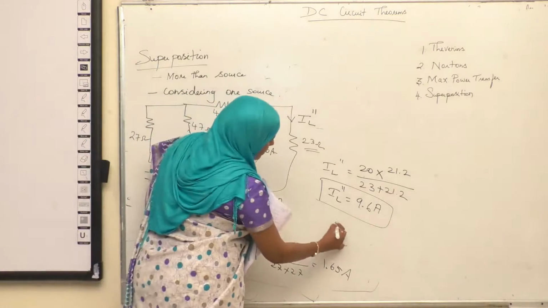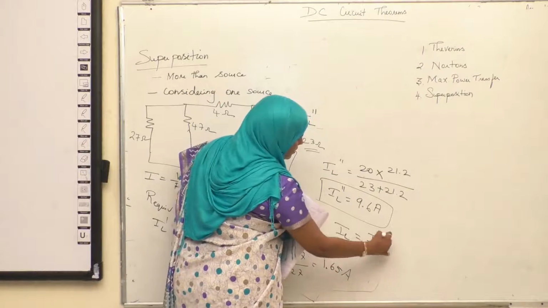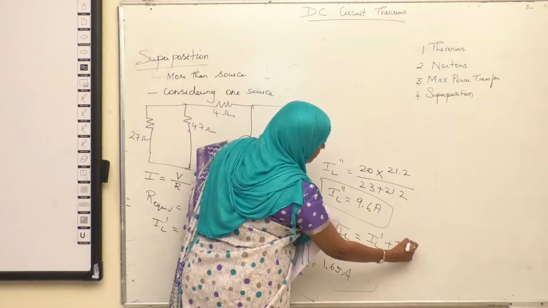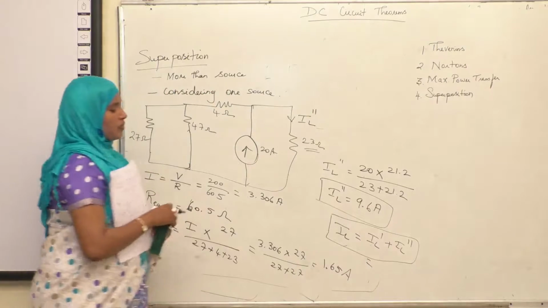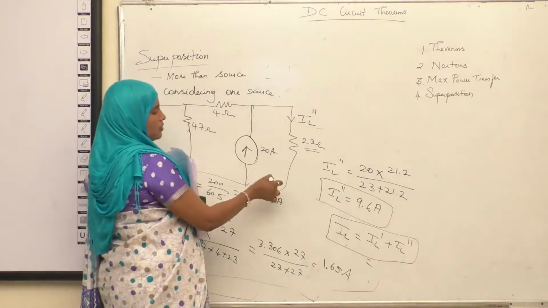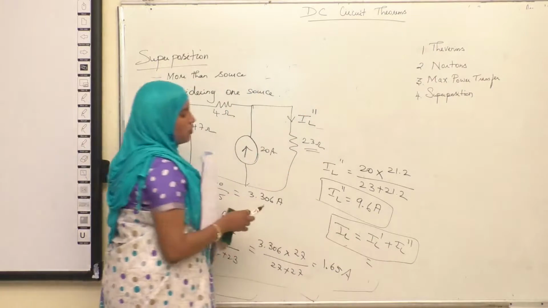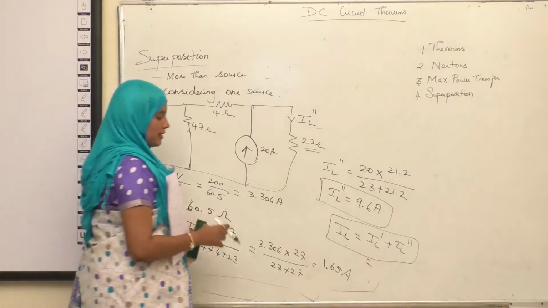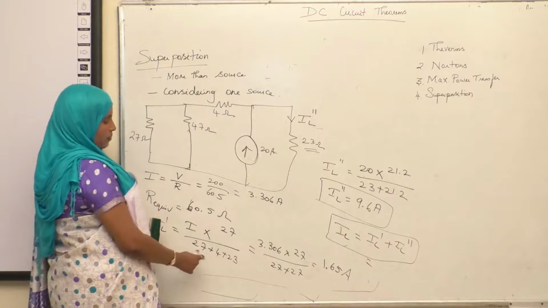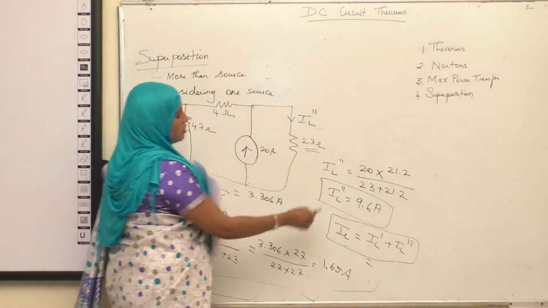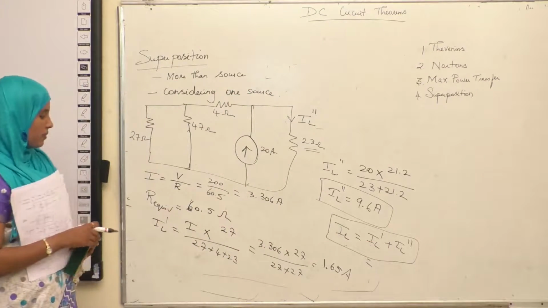Now the overall current IL is the algebraic sum of individual currents, that is IL dash plus IL double dash. This is what the superposition theorem states. So the current flowing through any branch is equal to the algebraic sum of individual currents when you are considering any one source at a time. So we have considered one voltage source at a time and we found out IL dash. Then we have considered the other source and found out IL double dash. Now we have to add those two, algebraic summation.